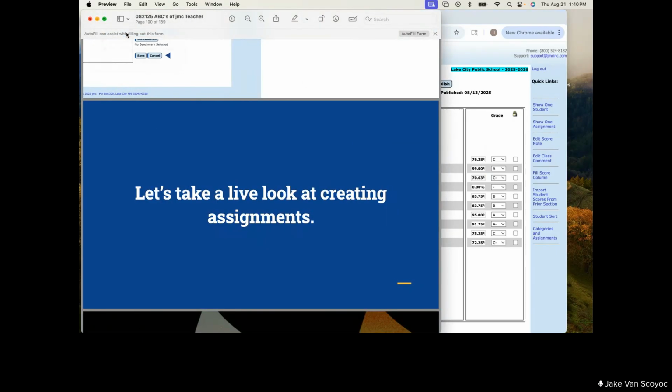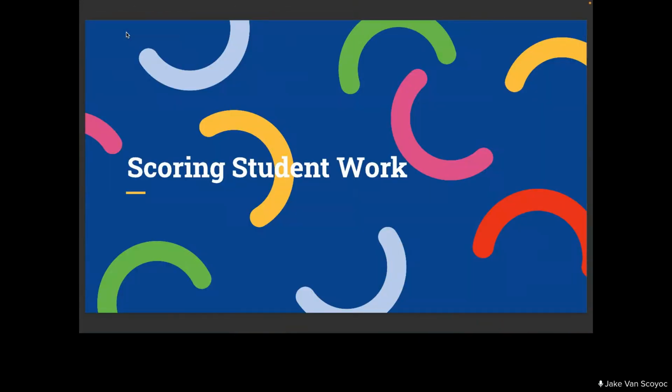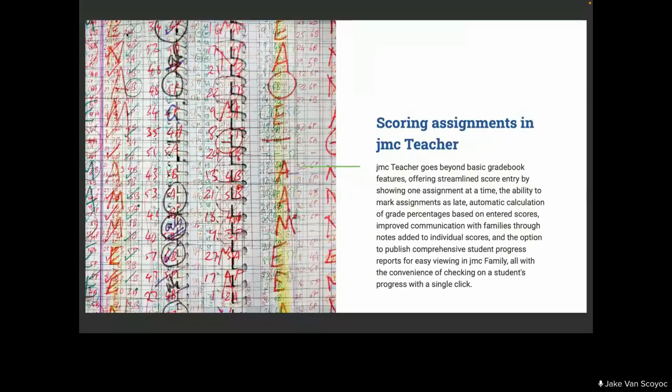We're going to get into scoring here next. So I teased my way to it. Now we're getting to scoring student work. JMC Teacher goes on basic gradebook features, offering streamlined score entry, showing one student at a time, the ability to mark assignments as late, automatic calculations of gradebook or grade percentages based on entered scores, improved communication with families through notes added to individual scores, and the option to publish comprehensive student progress reports for easy viewing in JMC Family, all with the convenience of checking on a student's progress with a single click.